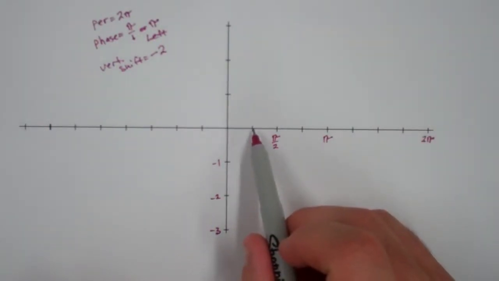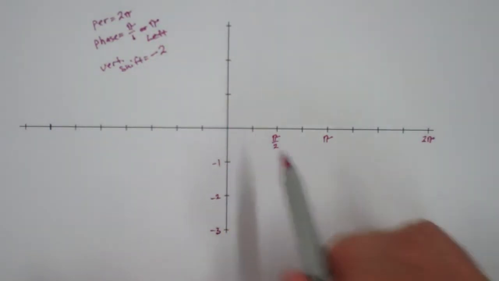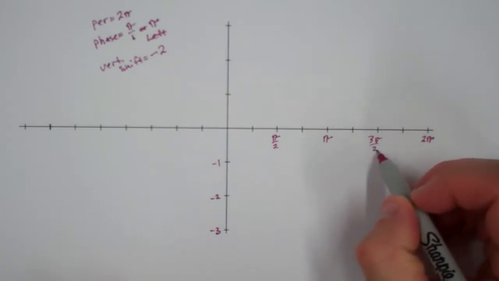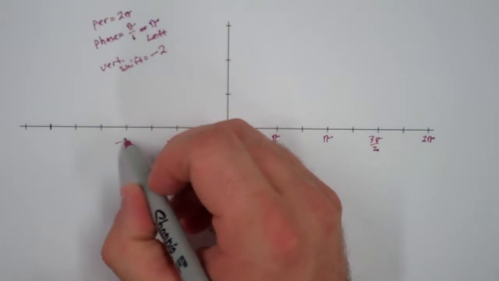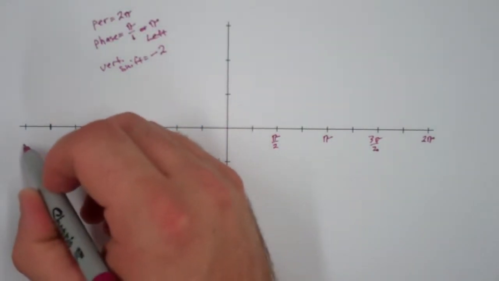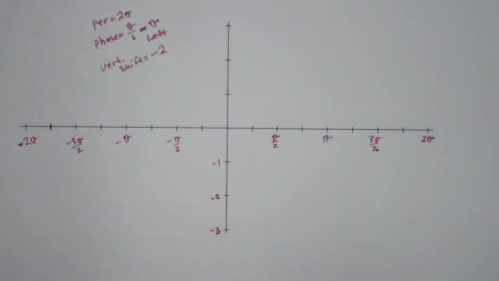If you made this tick mark 2 pi, that might be a little tough because you're going to have to go up and then back down and so on. So we'll make this 3 pi over 2 here. This would be negative pi over 2, negative pi, negative 3 pi over 2, and then all the way on the end here would be negative 2 pi.